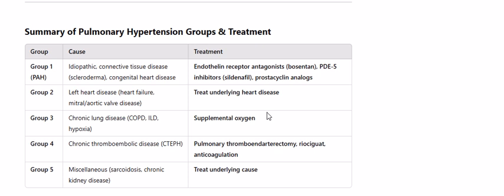Treat underlying heart disease. Group 3, chronic lung disease: COPD, ILD, hypoxia. Treatment: supplemental oxygen. Group 4, chronic thromboembolic disease, CTEPH. Treatment: pulmonary thromboendarterectomy, riociguat, anticoagulation. Miscellaneous: sarcoidosis, chronic kidney disease.